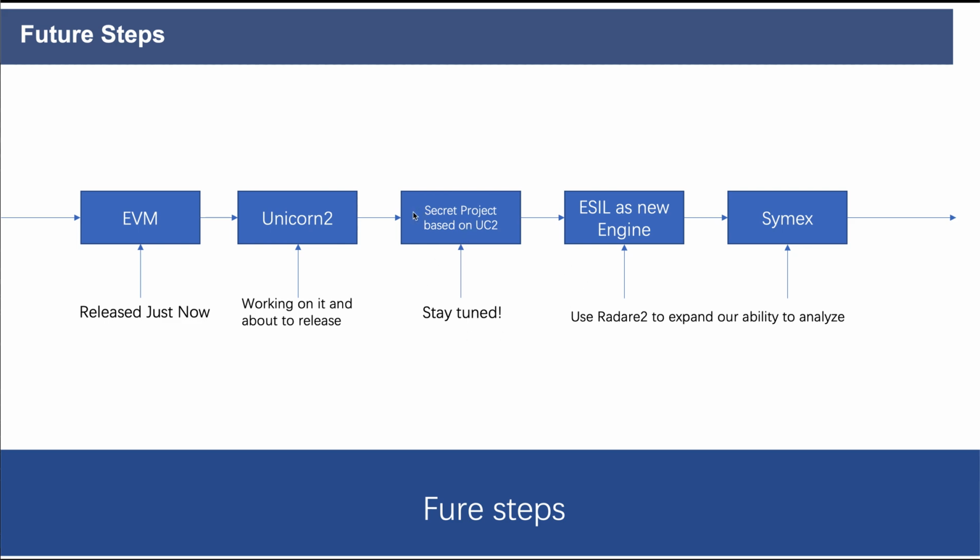And then after we release UC2 and then release this secret project, we are going to introduce ESIL as an alternative engine to Unicorn, I mean. And after that we could introduce the rest of the R2 components to, for example, implement symbolic execution and various static analysis. So that's all the future steps.